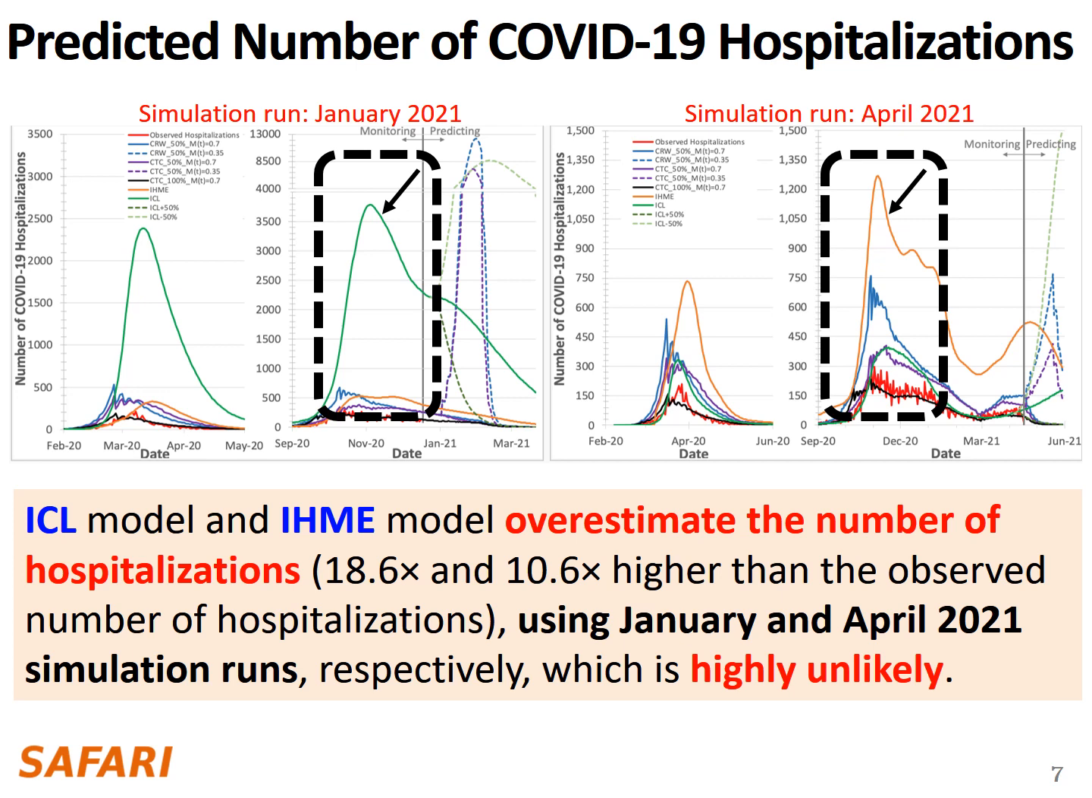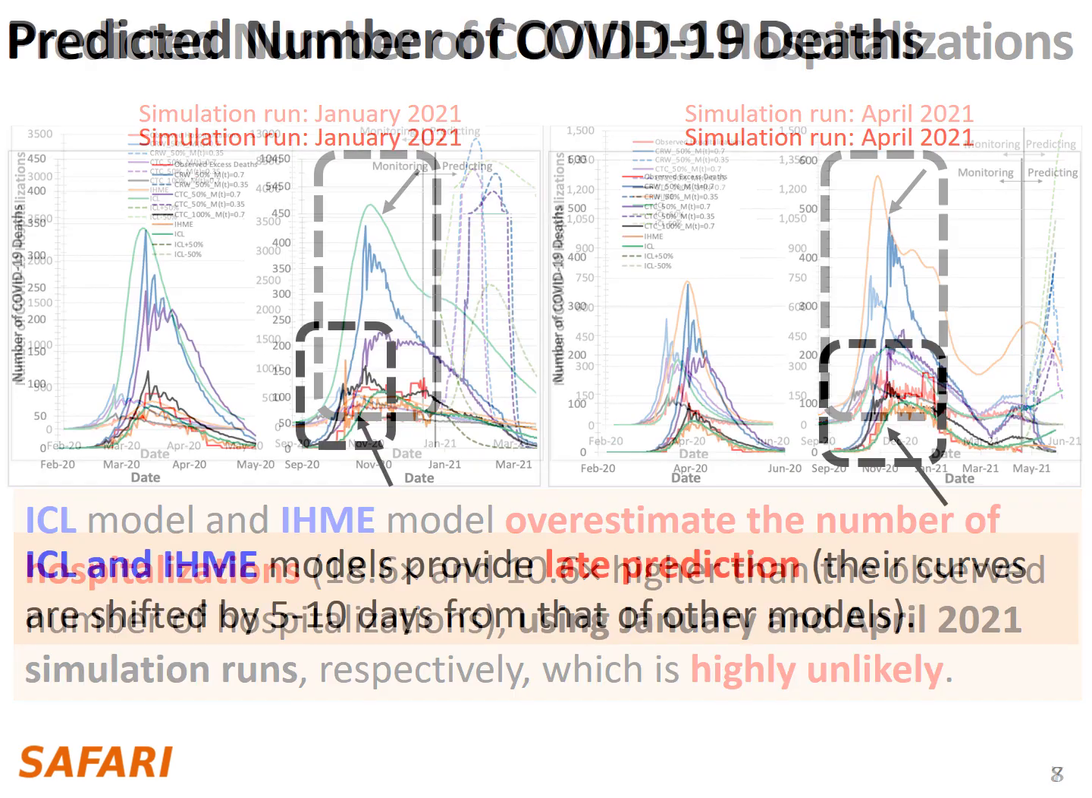In these two figures, we evaluate the number of COVID-19 hospitalizations for the two simulation runs that we used previously. And we observed that in the first simulation run, the ICL model provides overestimated numbers of hospitalizations, while in the second simulation run, the ICL model corrects itself and now provides comparable results to those provided by existing models. However, the IHME model in the second simulation run is now providing an overestimated number of hospitalizations. COVIDHunter always provides no overestimation compared to the real or observed number of hospitalizations.